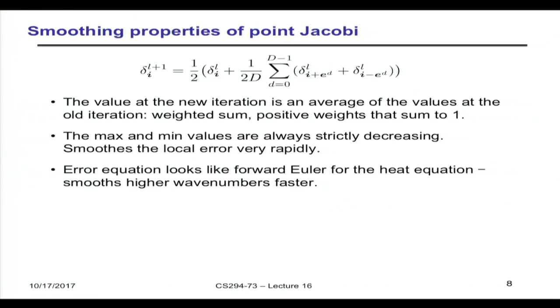So it's a weighted sum, and the positive weights sum to 1. Min-max values are always strictly decreasing. This is important. If you think about mathematically the maximum principle for either the Poisson equation or the heat equation, this effectively is the discrete equivalent of it. If you're stable and you do this iteration, you are bounded in terms of the strictly decreasing error.